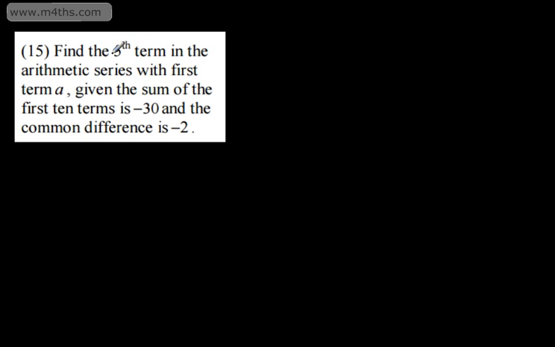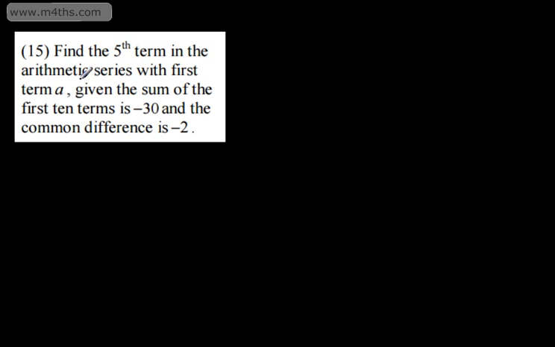In this video, we're going to do some more questions on arithmetic series. This is question number 15. We're asked to find the fifth term in the arithmetic series with first term a, given the sum of the first 10 terms is negative 30 and the common difference is negative 2.